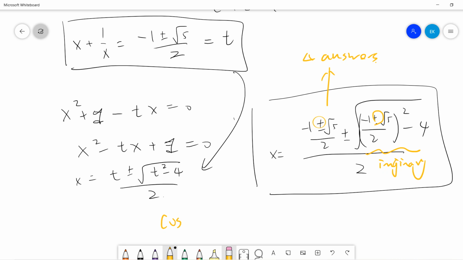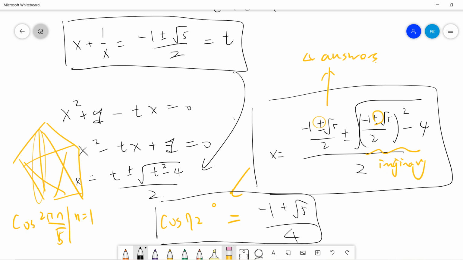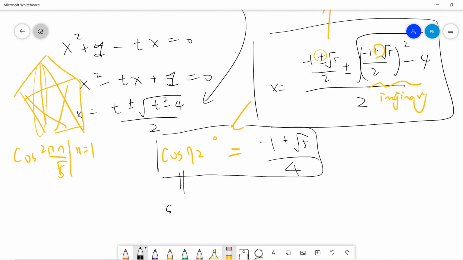Let's say cosine 2 pi n divided by 5. The first one, n equals 1, will be cosine 72 degrees. You can solve this by geometry, using the diagonal of the pentagon, but it's easy to prove that cosine 72 degrees is minus 1 plus square root of 5, divided by 4, because you know it's positive. This is also the famous result of cosine 72 and sine 18. I have a previous video that uses a purely geometrical way to solve sine 18 and cosine 72, but in this video we can solve it purely algebraically.